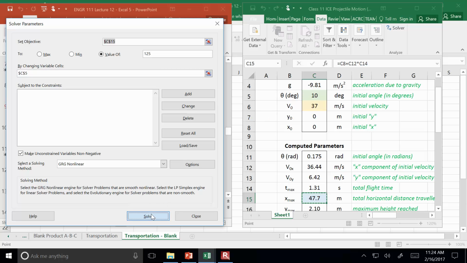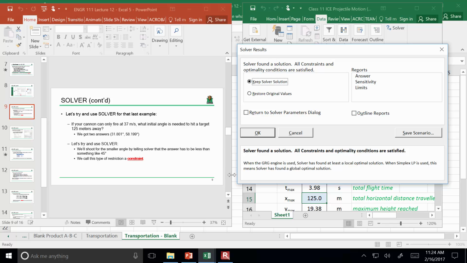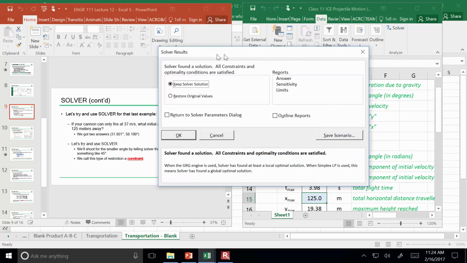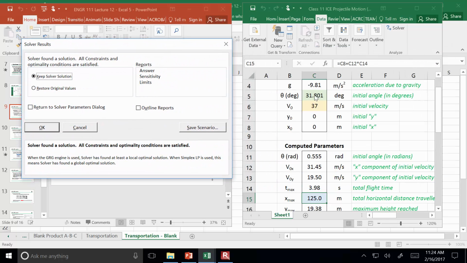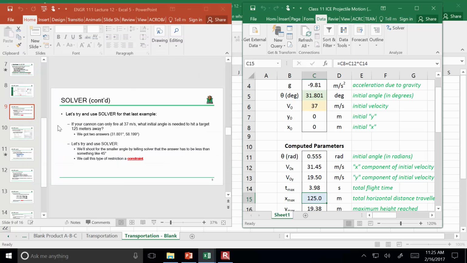All right, so I'll click Solve, and it does the same kind of thing really quickly. It'll calculate some answer. It found the 31.8, and I can either keep the solver solution by clicking OK, or I can restore the original value before it did its optimization. So I'll just click OK.